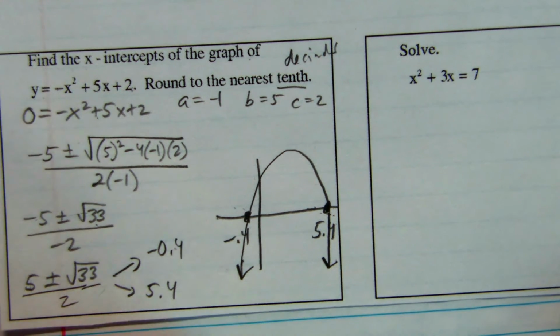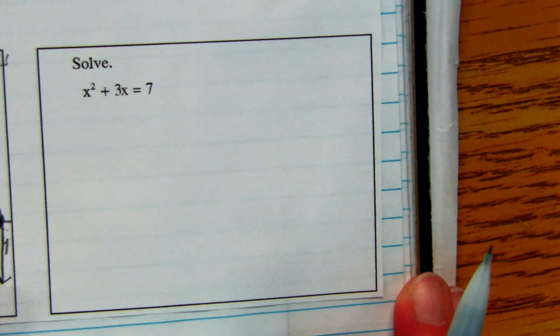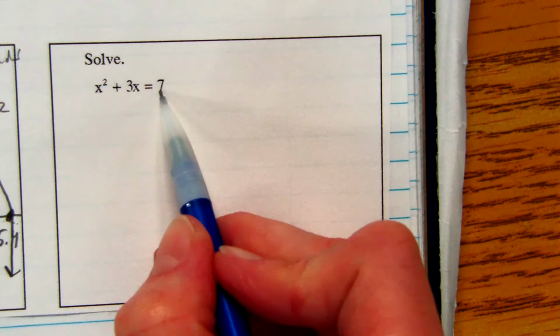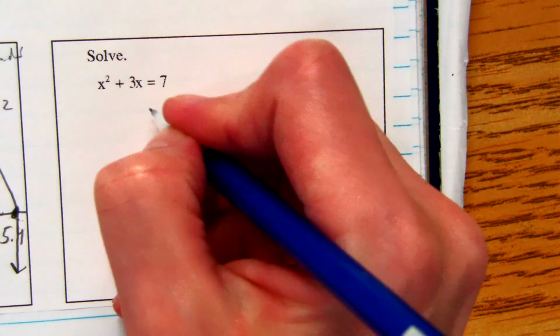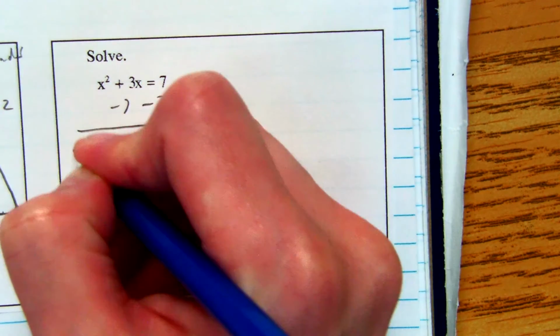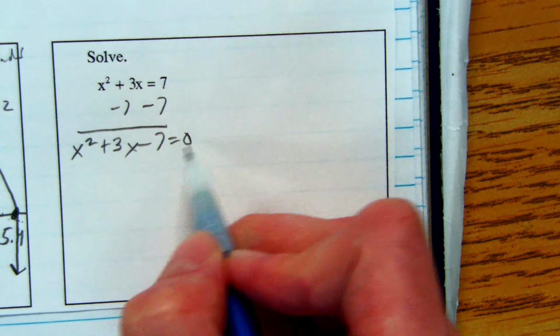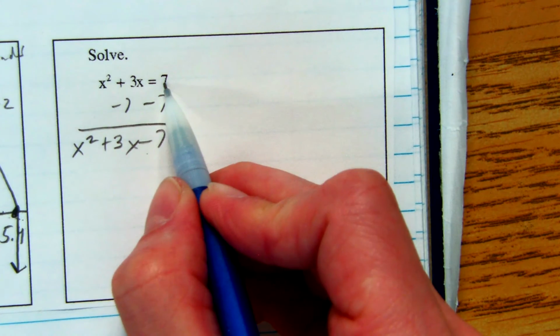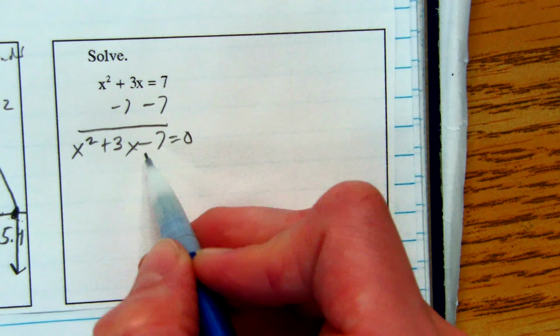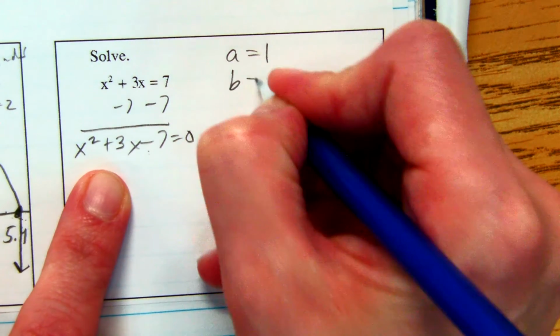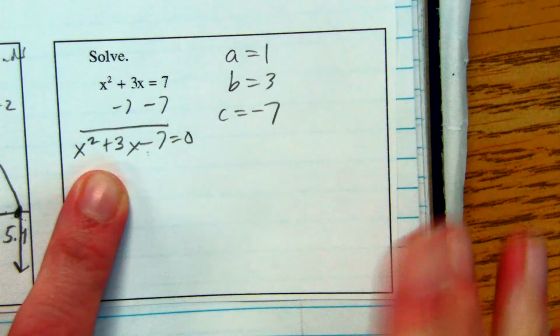Okay, so let's take a look at the last one. The last one just has a slight twist. Can you see what it is? You've got to subtract the 7. You have to have it equal to 0, just like we did when we were using factoring in the zero product property. So you want this equal to 0. I can't use the positive 7 because it's on the wrong side of the equation. Got to move it over here. And that makes a 1, b 3, and c negative 7.